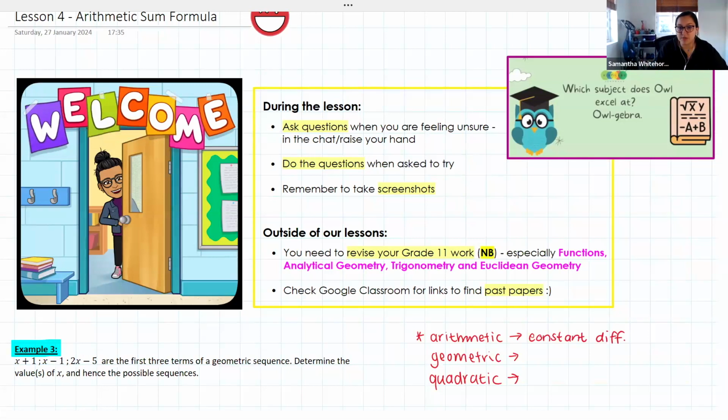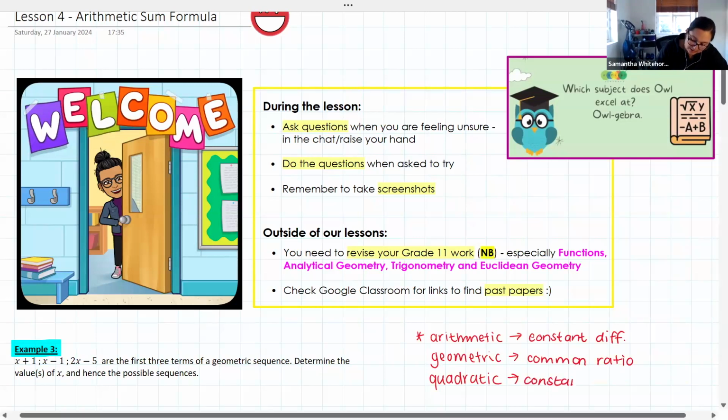What did I say next? Geometric. So Asya said geometric has a common ratio or a constant ratio, whichever you prefer. And we're going to chat about that in a second. And quadratic has a first and a second difference. And really importantly there with the quadratic, it's got a constant second difference.